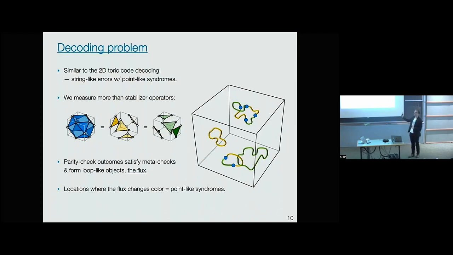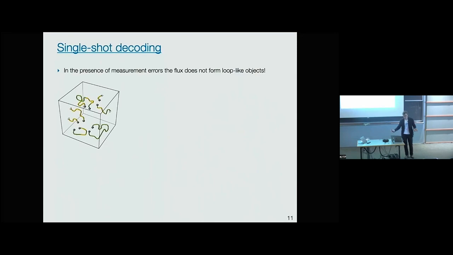However, on this slide, I haven't told you about measurement errors. This is just perfect measurement outcomes. But this is not the reality. In reality, we will have some measurement errors, and what we will see is some configuration of the flux, noisy flux, which does not form closed loops. So is that a problem? Well, it's not a problem. And here's how we solve it.